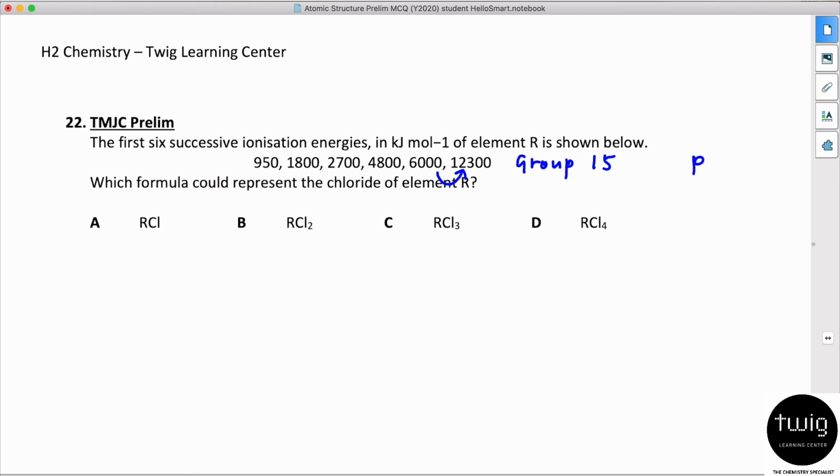Phosphorus. So I'm thinking the answer should be C, because if you draw it out, it looks like that. There are 5 electrons around phosphorus. So this is the dot and cross diagram, and for PCl3 you can see from here it has a stable octet. So that's why the answer is actually C. Okay, let's look at the next question.